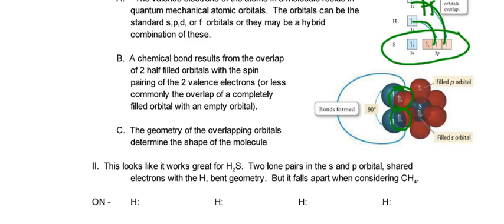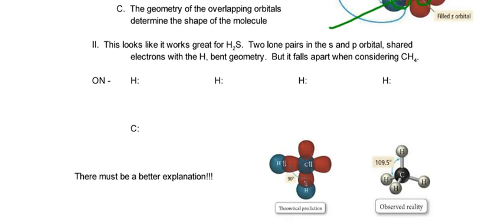So we kind of talked about this. If we look here, here are my 2 bonds. Here are my lone pairs. That tells me what? Here's one filled p orbital from the S right here, a lone pair, and there's one from your s. So it's actually bent. It works great for H2S: 2 lone pairs in the s and the p shared with the electrons with the H. It's bent. Now, what about CH4?